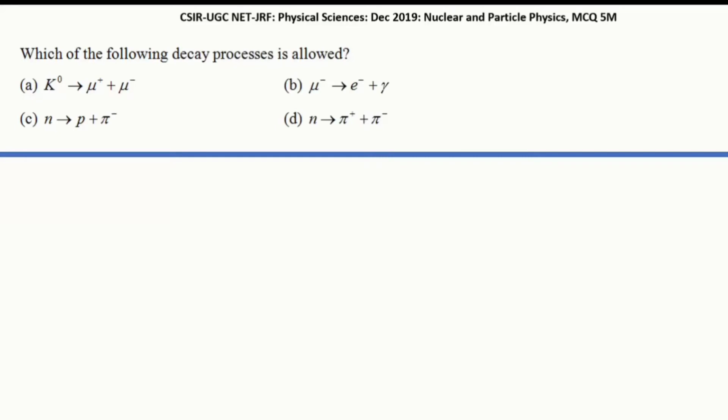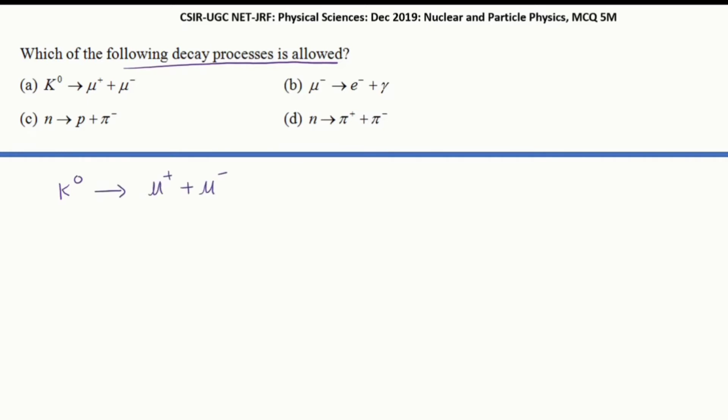In this question, we have to find out the allowed nuclear decay out of these 4 decays given in the options. So we can solve or check these equations one by one. So let's look at the first equation or first decay. So we can check all the quantum numbers.